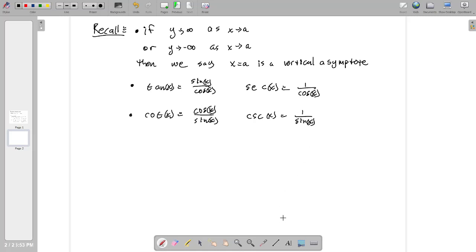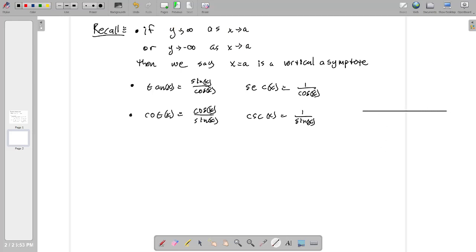Now let's notice really quickly, I want to notice here that cotangent has sine x as a denominator, same as cosecant. Secant and tangent, on the other hand, have cosine as a denominator. Now these are where vertical asymptotes will occur. When you have a 0 in the denominator and a finite non-zero number in the numerator, then we get a vertical asymptote. It will mean that our y will be going to infinity as our x is approaching that value.